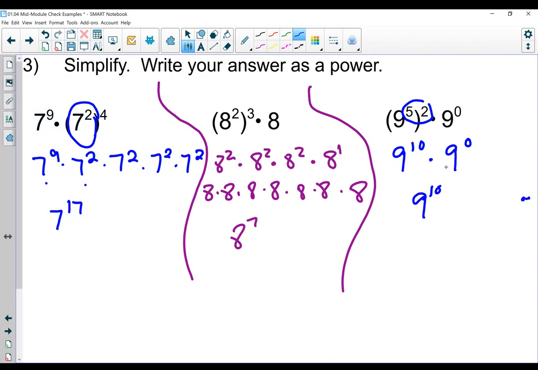Or I can even remember that anything to the 0 power is just 1. So this is really 9 to the 10th times a 1. And anything times 1 is just going to be itself.